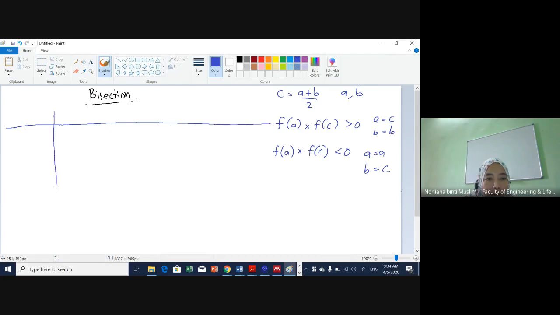I hope you have the calculator with you now. We have A, we have B, then we have C. Then we choose the symbol. The symbol will be this one, FA times FC.